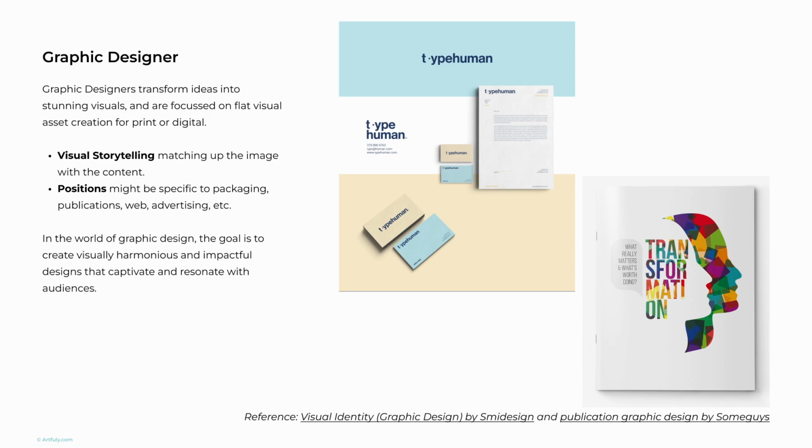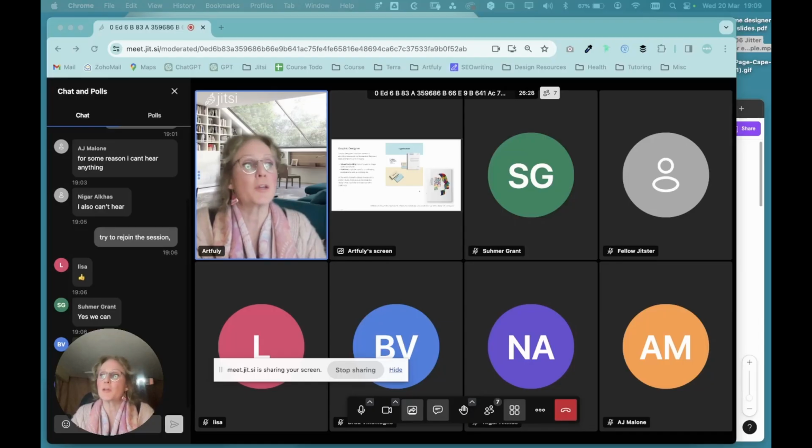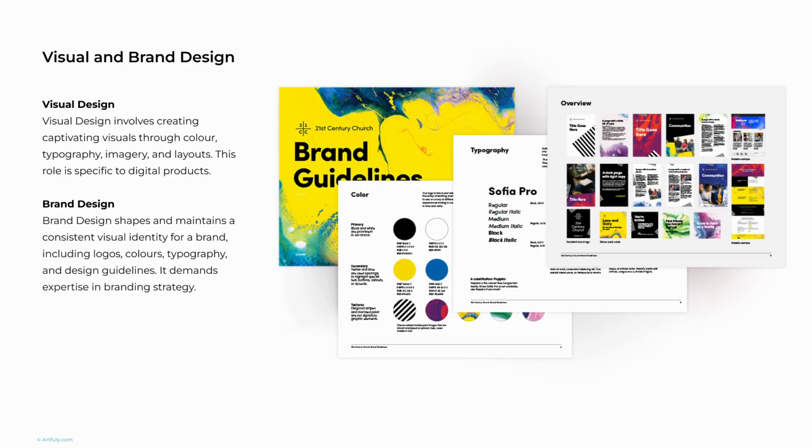So you probably know what a graphic designer is. They transform ideas into stunning visuals, but it's focused on flat visual asset creation, talking about visual storytelling and positioning. So you could be working in packaging, publications, as I was in a newspaper, web, and advertising. So there's some nice examples of graphic design. Visual and brand design.